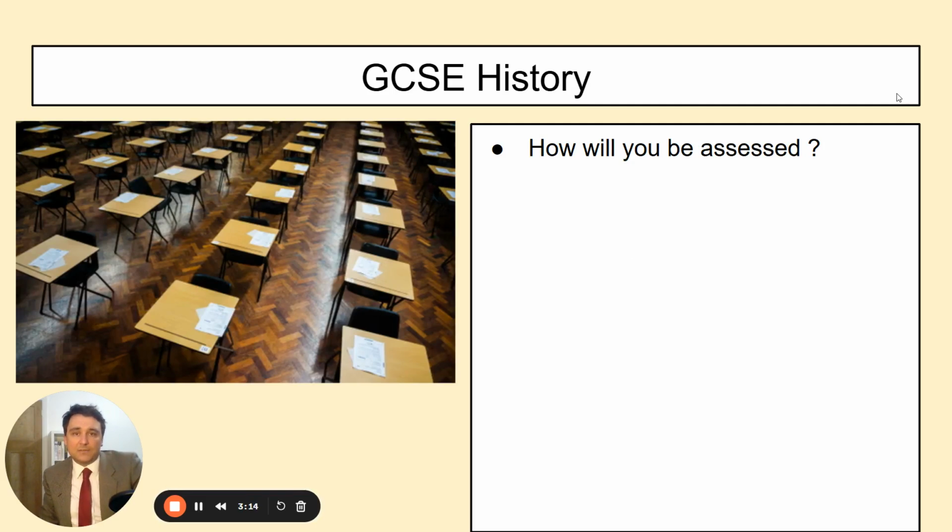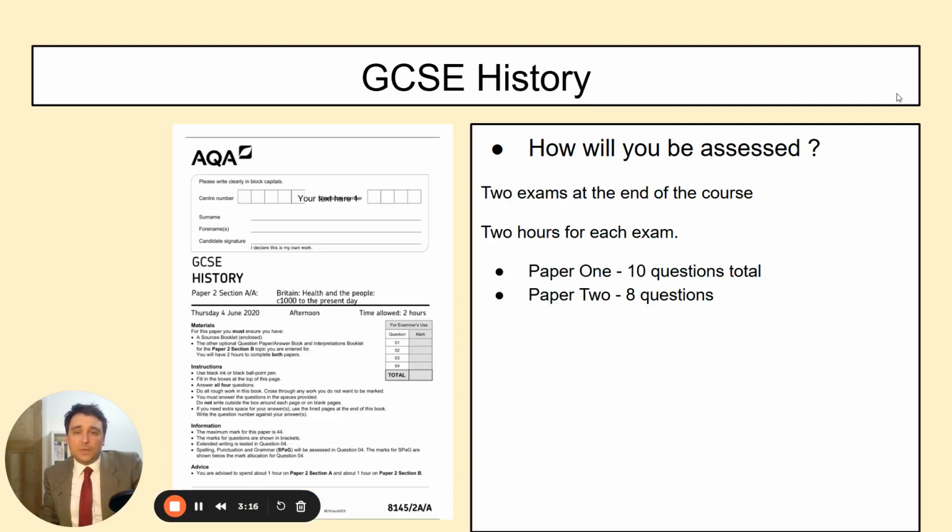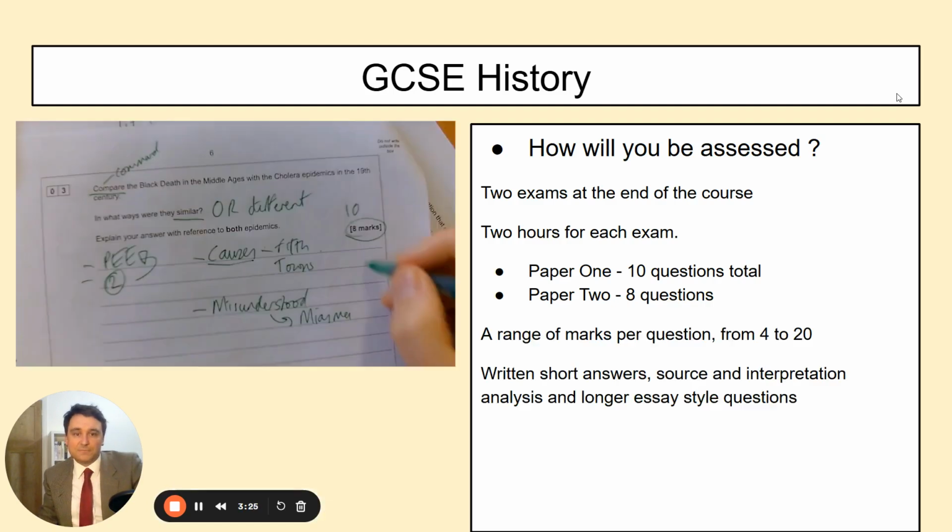How will you be assessed at the end of this? Well, there's 2 exams at the end of the course, 2 hours for each exam. Paper 1 has got 10 questions in total. Paper 2 has got 6 questions. Now there's a range of marks per question. Some are shorter answers where you just need to write a small paragraph. They're worth about 4 marks, all the way up to 20 marks for an essay-based question.